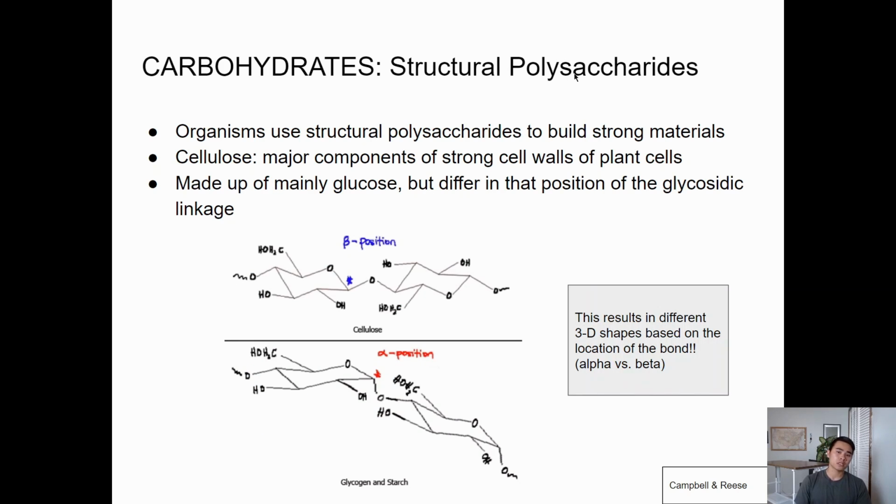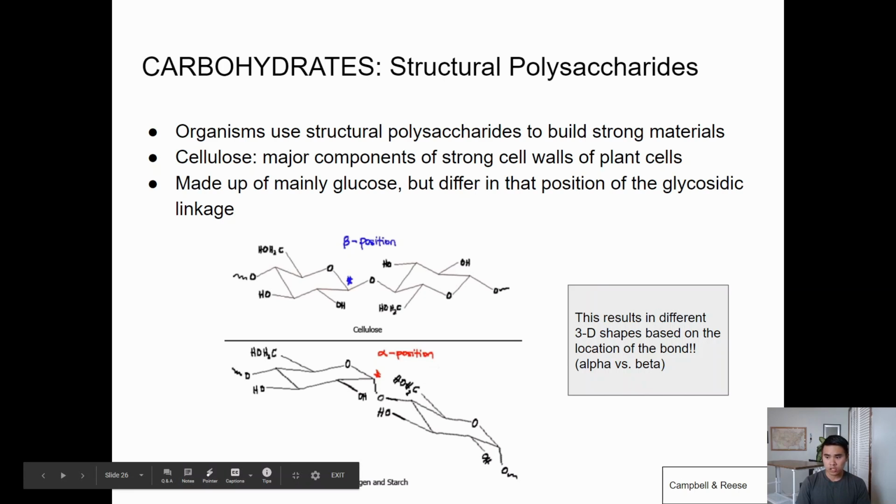Okay, structural polysaccharides. One use of a carbohydrate is storage. The other one is structure. We use this to build strong materials. Cellulose is a big one. It makes up the cell wall in plant cells. Plant cells, if you remember, differ from human cells in that we don't have a cell wall, but plants do. And that's made from cellulose, which is made up of mainly glucose, but there's a difference in the position of the glycosidic linkage.